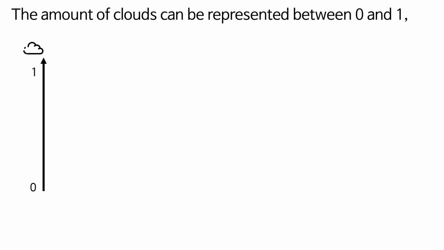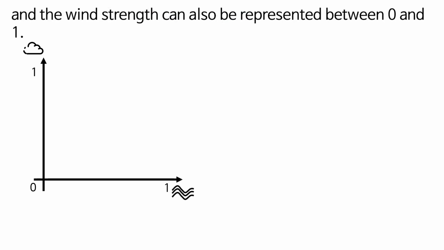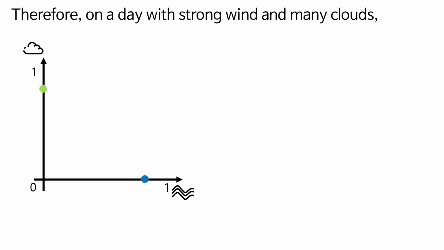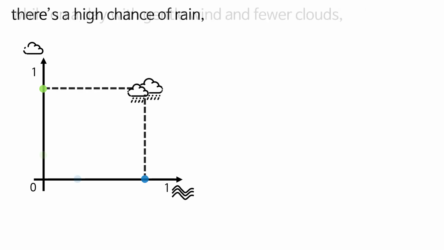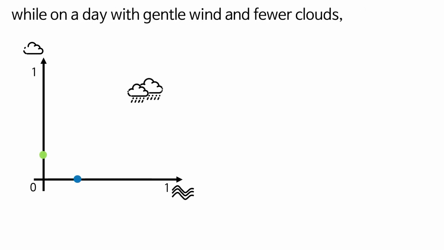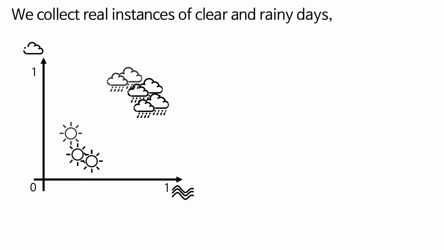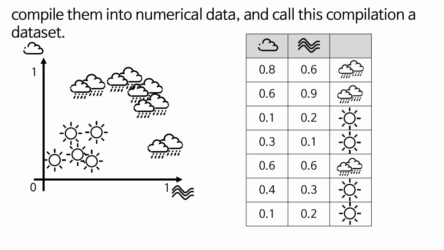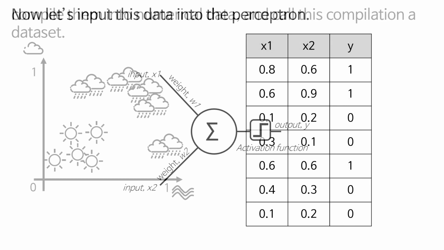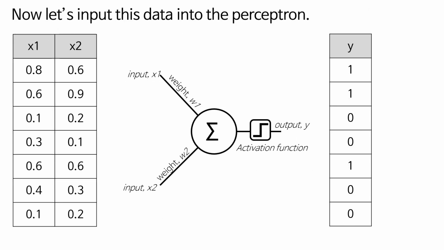The amount of clouds can be represented between 0 and 1, and the wind strength can also be represented between 0 and 1. Therefore, on a day with strong wind and many clouds, there's a high chance of rain, while on a day with gentle wind and fewer clouds, it's likely to be clear. We collect real instances of clear and rainy days, compile them into numerical data, and call this compilation a dataset. Now let's input this data into the perceptron.